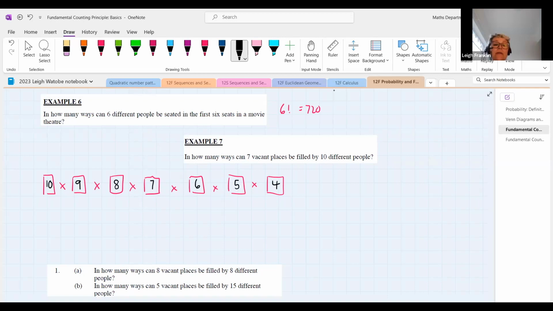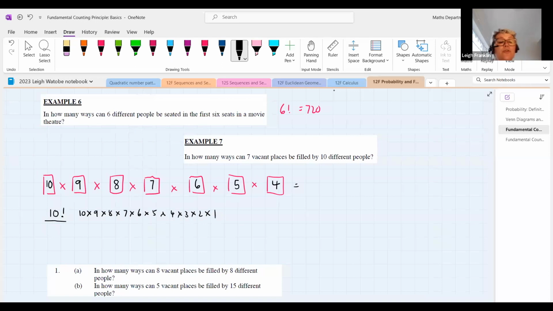Because there are only 7 places, there are going to be some people standing, because there are not enough places for everybody to be filled. Now, another way that we can write this is as follows. We could work out the answer to that, but just setting this out in a different way. If I wanted to say 10 factorial, that means I've got 10 by 9 by 8 by 7 by 6 by 5 by 4 by 3 by 2 by 1. But I don't want the by 3 by 2 by 1.